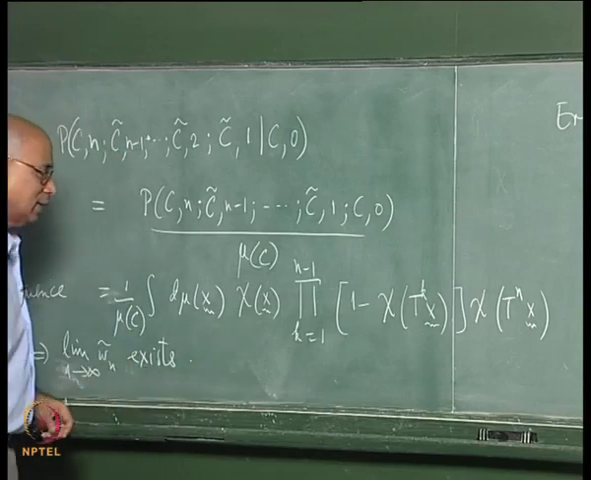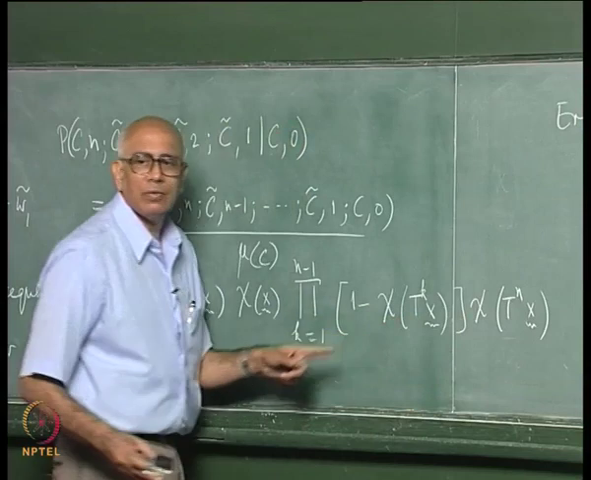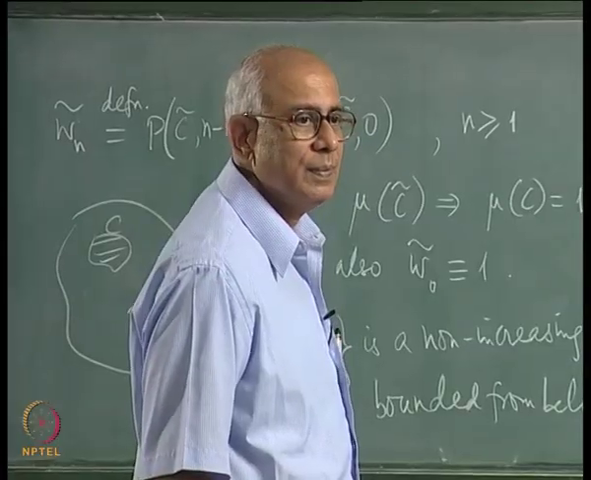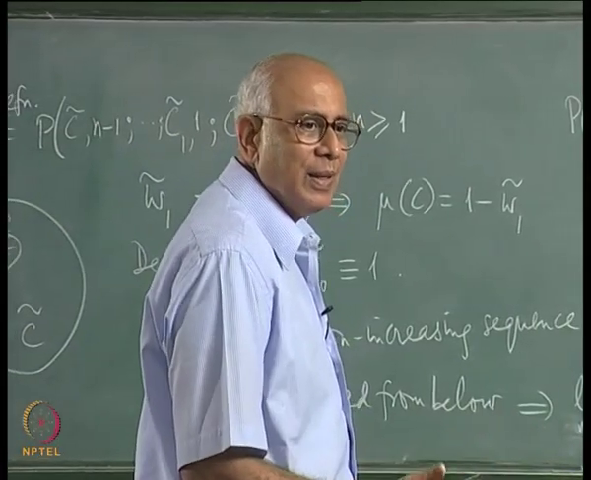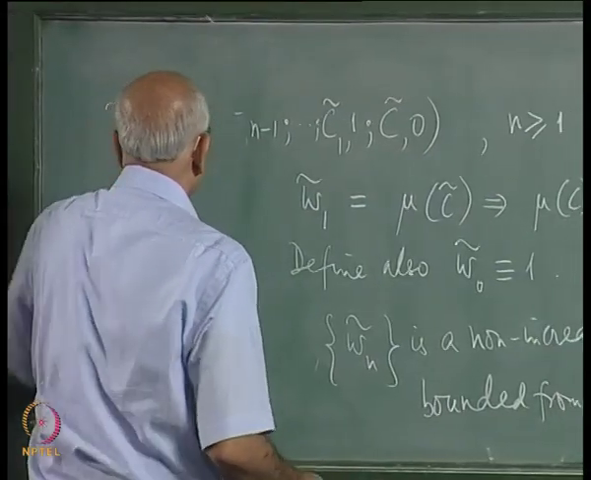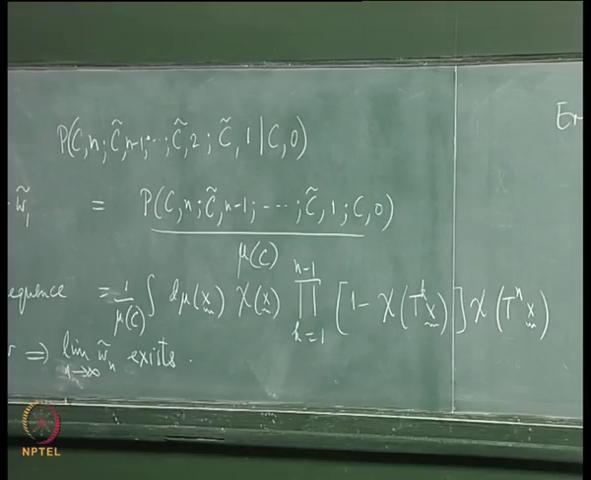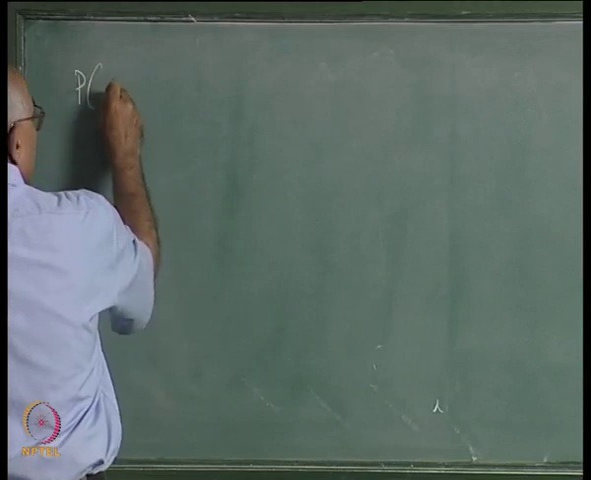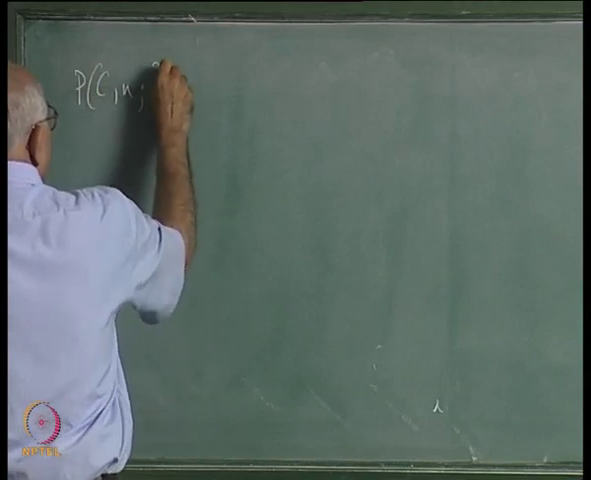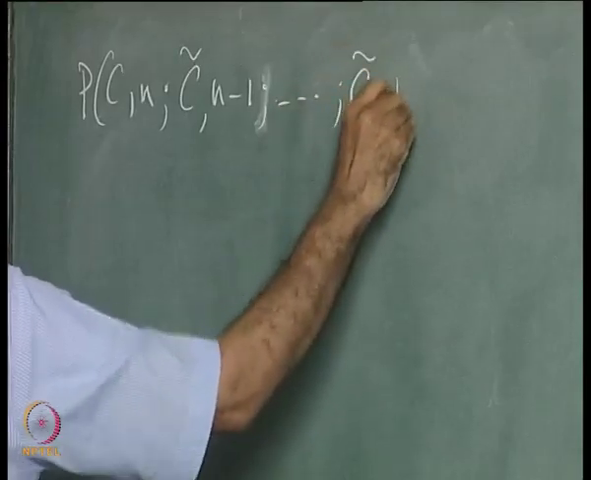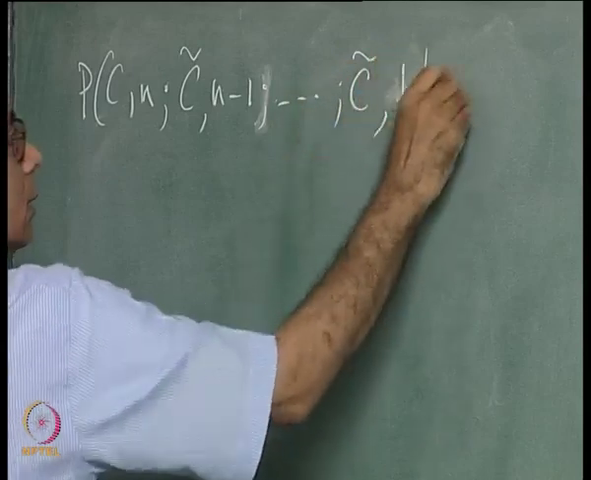What would you suggest? We somehow have to convert them to these factors. So what would you suggest? Add and subtract 1, right, you would add and subtract 1, this is all you would do. So if you did that, then the following happens. So let us do that, and then a remarkable formula emerges. So this P of C_n, C̃_{n-1}, C̃_1, C_0.